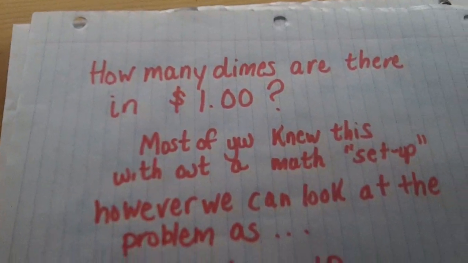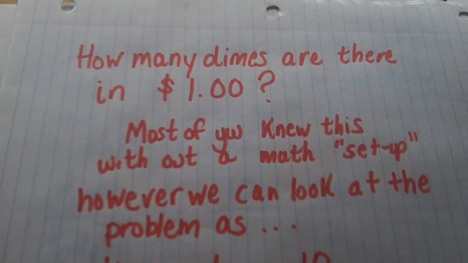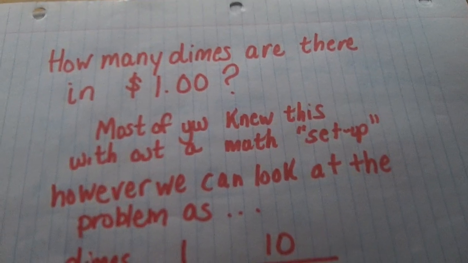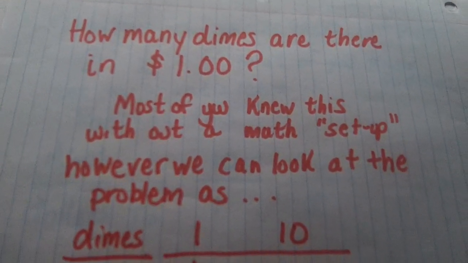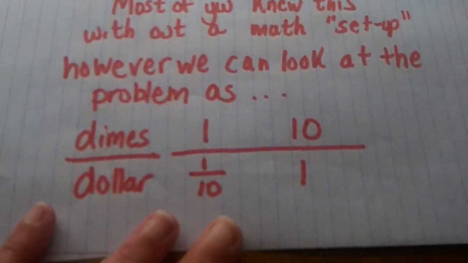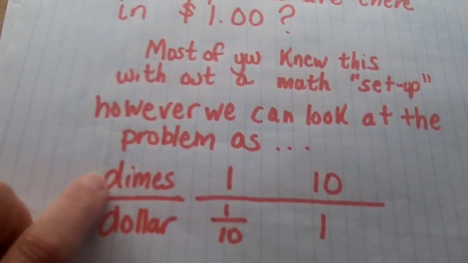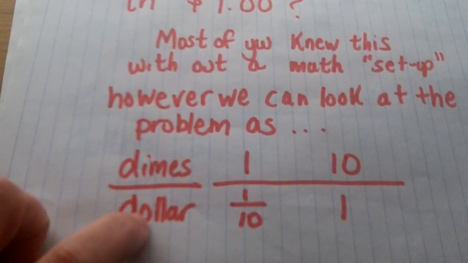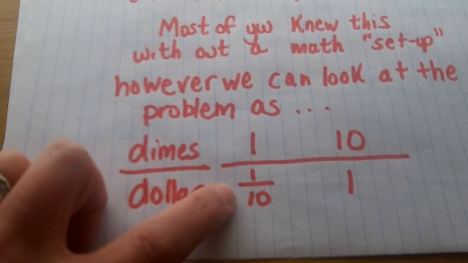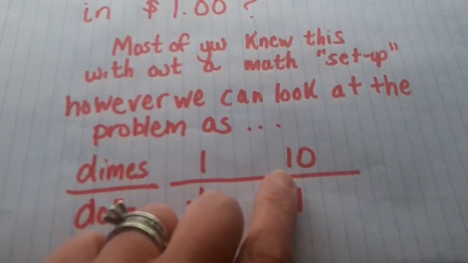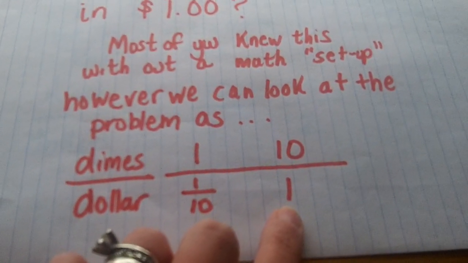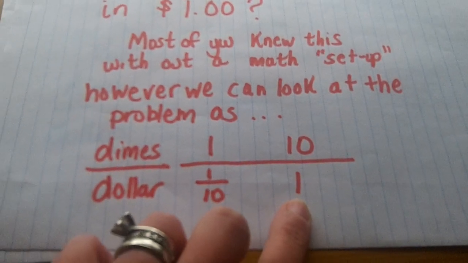So let's take a look at this, starting pretty simple. How many dimes are there in a dollar? Most of you knew this answer without any sort of setup. But if we needed to look at a setup for a problem, we can look at it as dimes over dollar. If we have one dime, that is a tenth of a dollar. So 10 dimes would equal a dollar. That would be our setup as a ratio or in a ratio table.